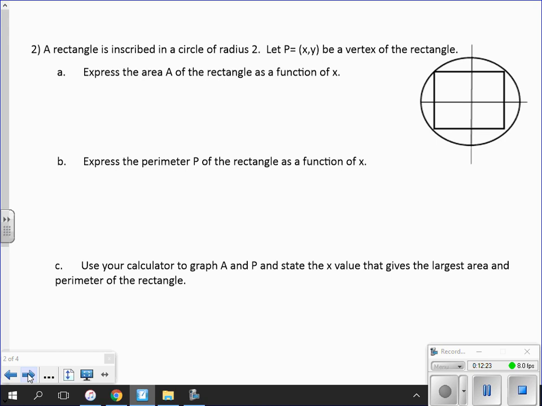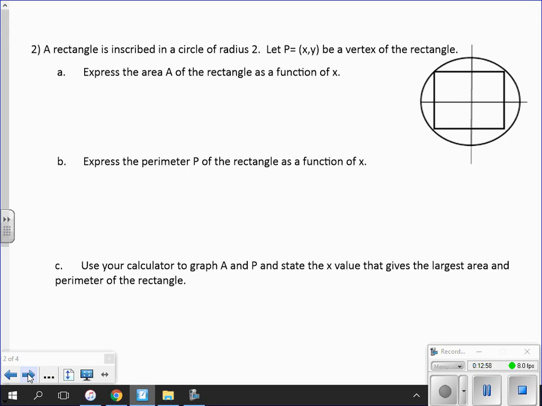Express the area. Let P equal (x, y) be a vertex on the rectangle, so any point on the rectangle (x, y). What we're looking for is the area of the rectangle as a function of x. So we're trying to find a formula for the area of that inscribed rectangle. First thing we need to do, and we'll need this for both questions, is figure out what each one of those x, y coordinates is in terms of x.